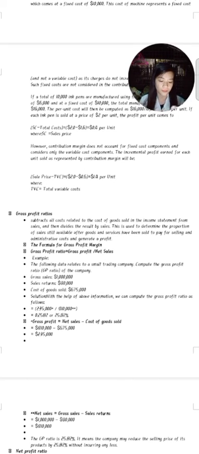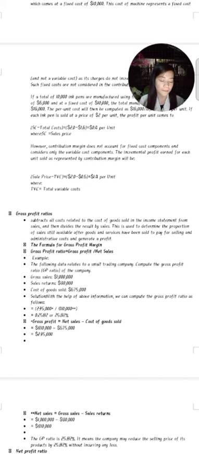Then, next is gross profit, which is equal to net sales minus cost of goods sold. So, $910,000 minus $675,000 is equal to $235,000. Then the net sales is equal to gross sales minus sales returns, which equals 1 million minus $90,000, equal to $910,000. The gross profit ratio is 25.82%.